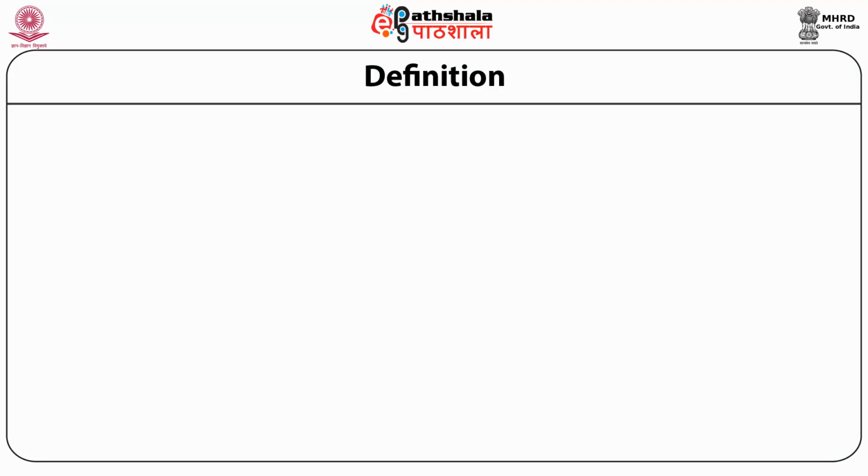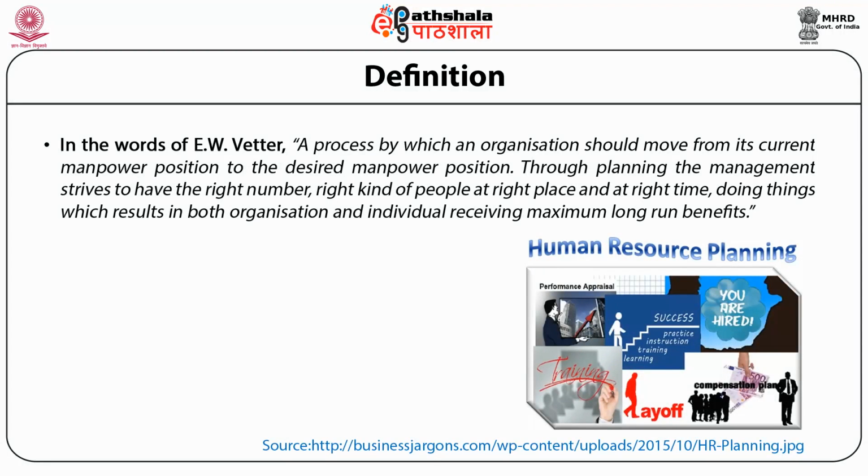Definition. What is the definition of human resource planning? In the words of E.W. Vetter, a process by which an organization should move from its current manpower position to the desired manpower position. That is, through planning, the management strives to have the right number, right kind of people at right place and at right time, doing things which result in both organization and individual receiving maximum long run benefits.